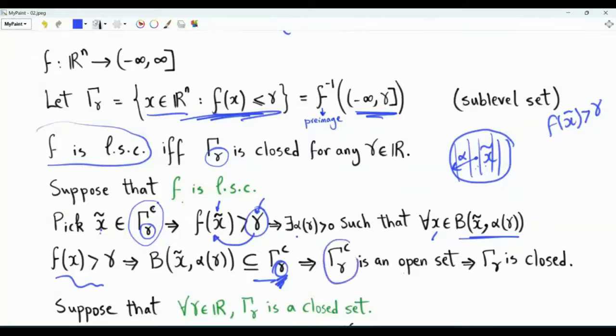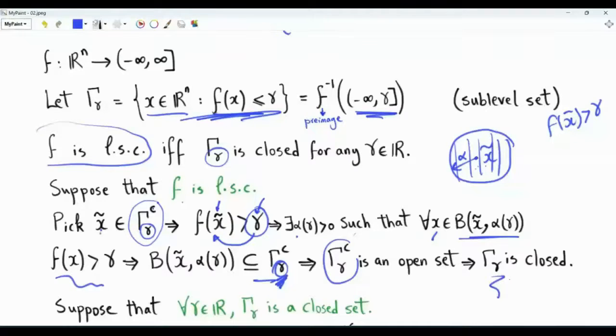This means that the complement is an open set, because if you choose any point in the complement, then there is a ball about that point that is also contained in the complement. This is the definition of an open set. The complement of the sublevel set, big gamma, is an open set. So the sublevel set itself is closed. And this is true for any gamma in R.